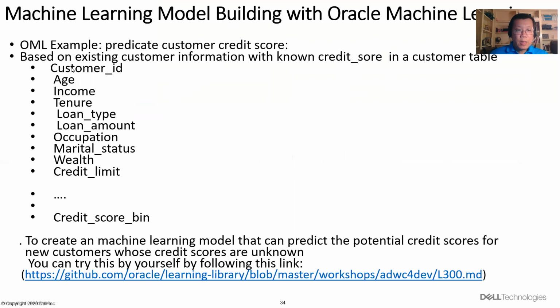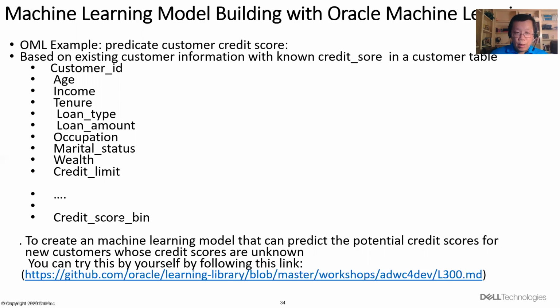This table has more than 40 columns. All these are attributes: customer age, income, tenure, occupation, credit amount, all those. Also, each customer has a credit score. The credit score could be different numbers, like 500 or 501, 100, maybe 300, or maybe 700.